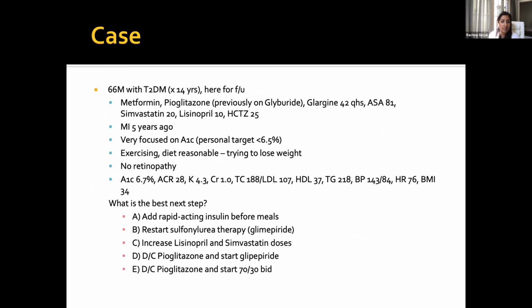So their blood pressure and their LDL is a little bit above goal, and their diabetes is actually on point. So what you want to do here is risk reduce them for cardiovascular disease. So increase lisinopril and simvastatin. Good job.